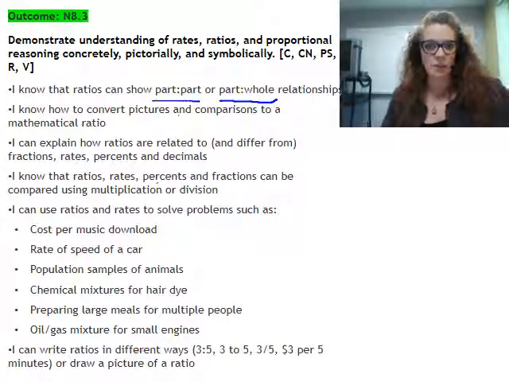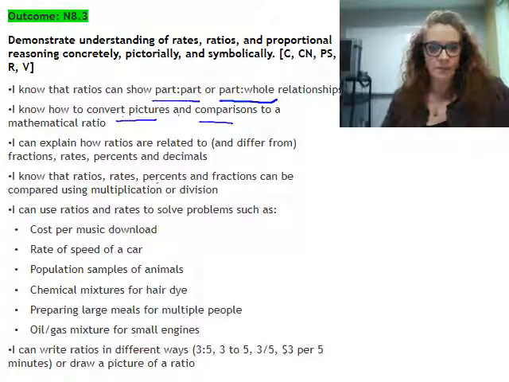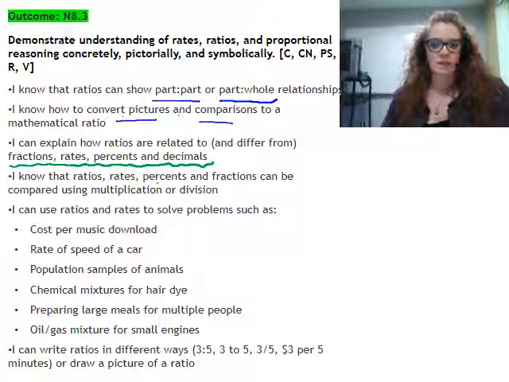In this outcome, you'll be able to convert pictures and comparisons and show it in mathematical language with symbols using a ratio. You can explain how ratios are related to all of these: fractions, rates, percents, and decimals. All of those things we've learned, a fraction and a decimal especially, show part of a whole. And so that relates back to what we were just talking about, that ratios can show part of the entire whole.